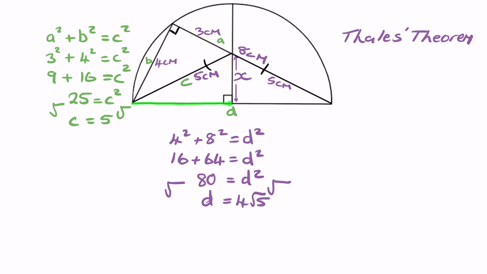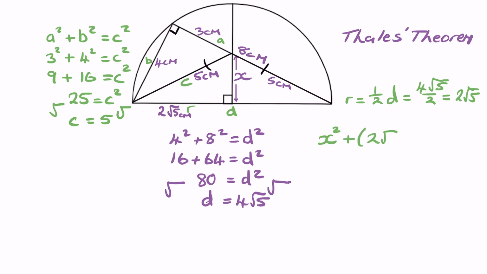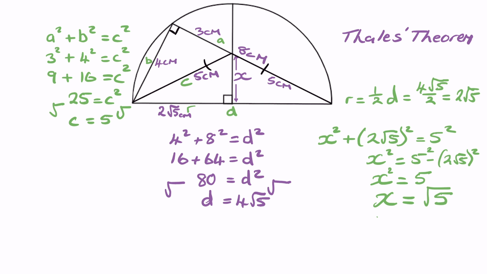And then lastly, we need this measurement here, and I'm going to call that the radius and call that r. And so over here, r equals a half of d, which equals 4 root 5 over 2, giving us 2 root 5. And with that, we can go ahead and work out this triangle here, which is the one we wanted. We have x there. We can say that x squared plus 2 root 5 squared will equal 5 squared. x squared equals 5 squared minus 2 root 5 squared. x squared equals 5. What we wanted was x, so x equals root 5. And there it is.